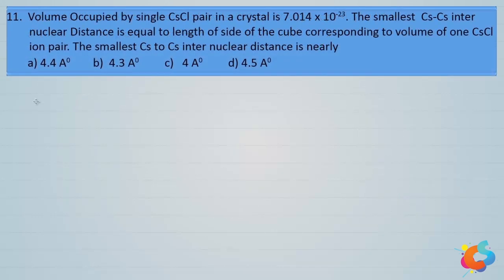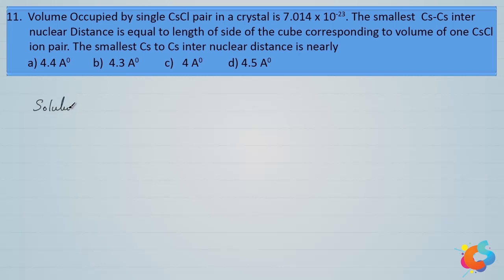The question is, volume occupied by single cesium chloride ion pair in a crystal is 7.014 into 10 to the power minus 23 centimeter cube. The smallest cesium-cesium internuclear distance is equal to the length of the side of the cube corresponding to volume of one cesium chloride ion pair. The smallest cesium to cesium internuclear distance is nearly. The given options are A. 4.4 angstrom, B. 4.3 angstrom, C. 4 angstrom, and D. 4.5 angstrom.